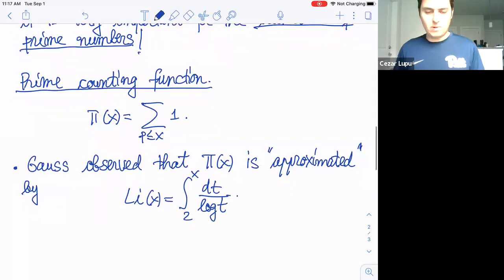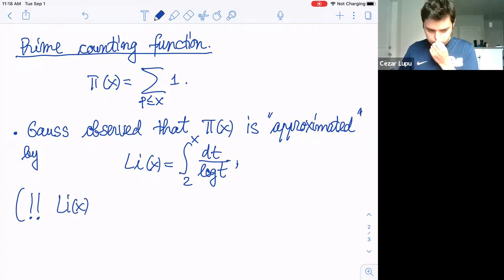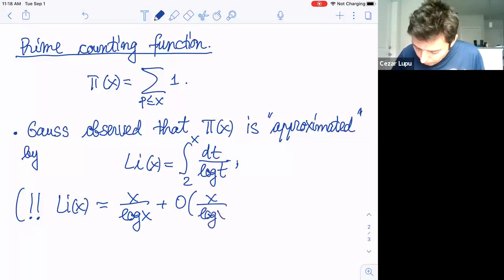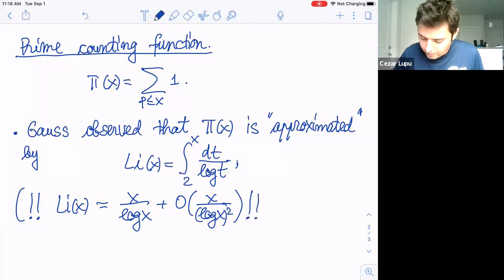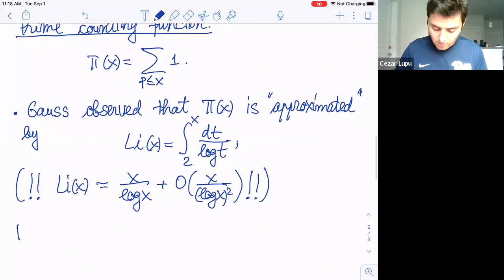This guy, and this is a very elementary exercise, satisfies that Li of x is x over log x plus some error term of x over log x squared, I think, something like this. That's what this logarithmic integral satisfies. And now the Riemann hypothesis. Before that, let me remind you, a big result back in the day was the prime number theorem.